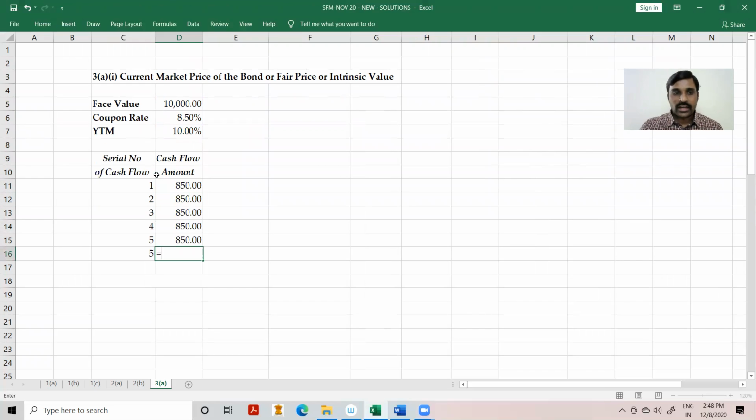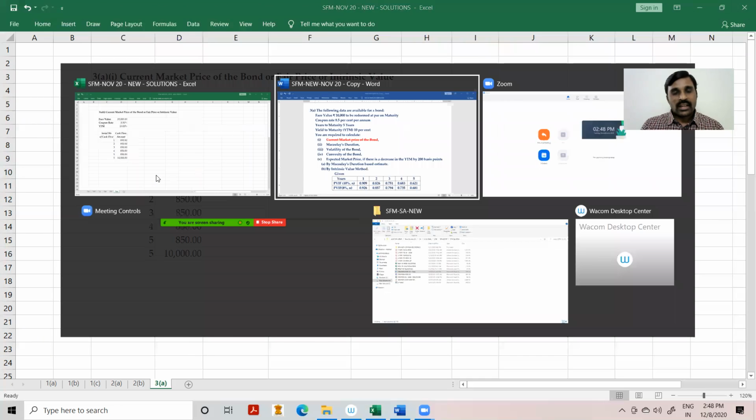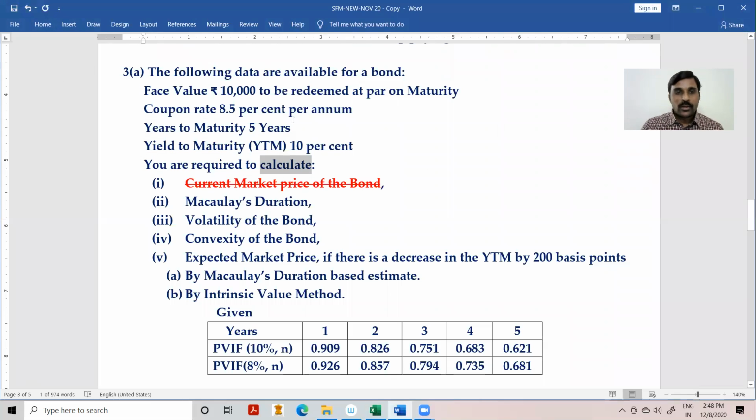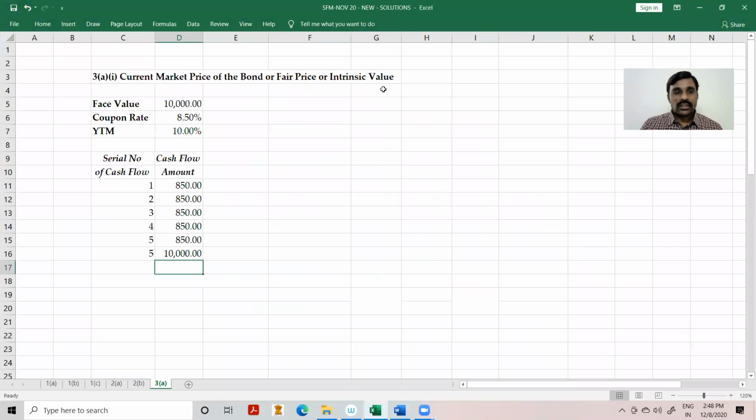Next, at the end of the fifth year, I'll get the redemption price because it is given in the question. Even if it is not given in the question, normally we assume the bond is redeemed at par on maturity. If this information is not given, my advice is to write one note point: in the absence of information, redemption price is taken as face value.